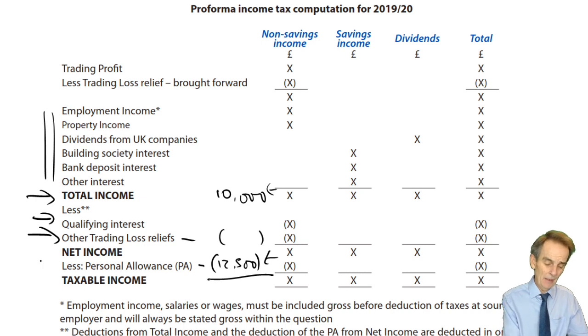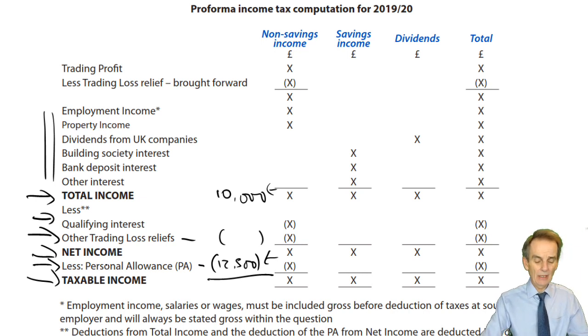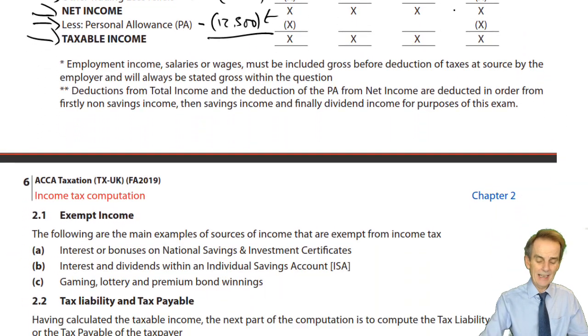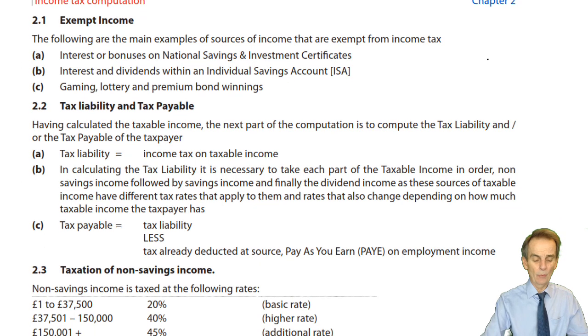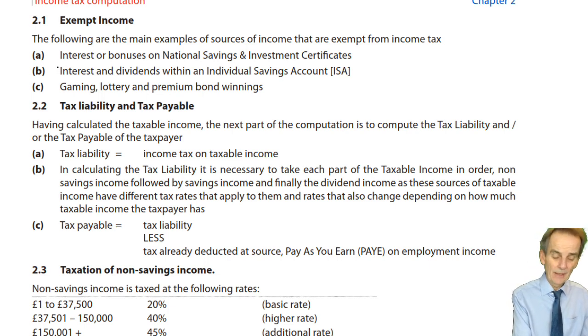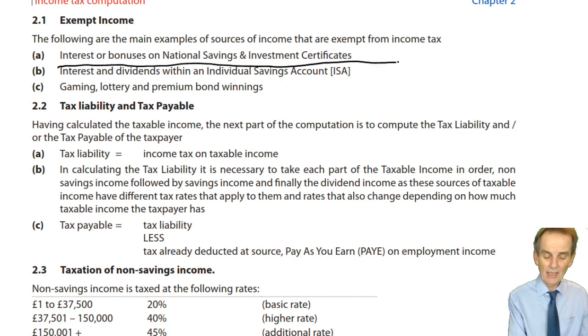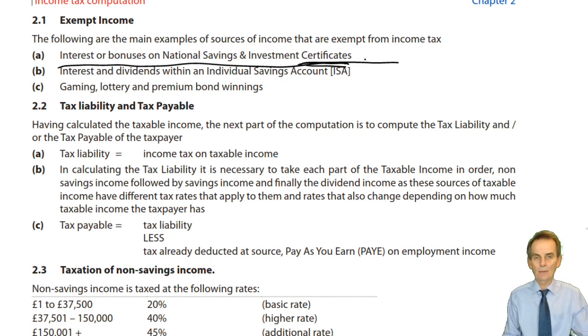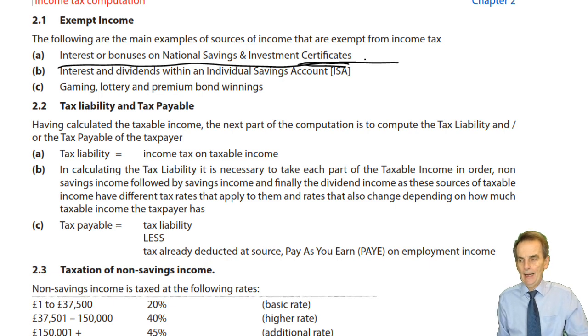So the deductions from total income down to net income, then take away your personal allowance, gives you taxable income. Okay, now we mentioned a moment ago savings income, i.e. interest income, and as we see here in section 2.1, there are certain sources of exempt income. As you can see, there aren't many that you need to be aware of. The ones that we usually get: interest or bonuses on national savings and investment certificates. Now, there is a National Savings and Investment bank, a national savings bank, in which you can have an account, and an account could indeed earn interest.